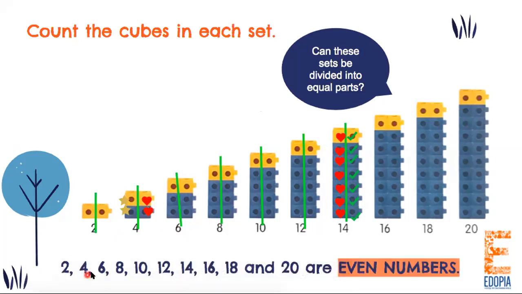So 2, 4, 6, 8, 10, 12, 14, 16, 18, and 20 are even numbers. If you notice, this is the skip counting of 2 basically. Also, it looks like every other number is an even number if we begin with an even number. So if we begin with 2 and we keep skipping a number, we would get 2, 4, 6, 8, 10, 12, 14, 16, 18, 20 again as even numbers. They're all even numbers.